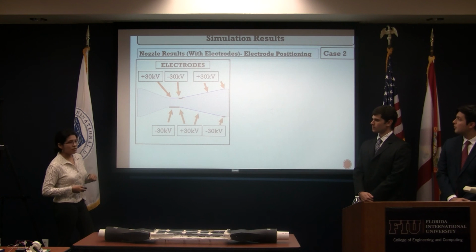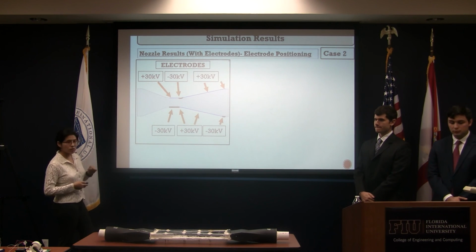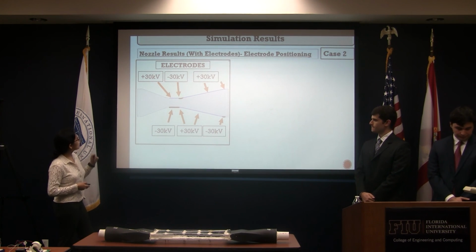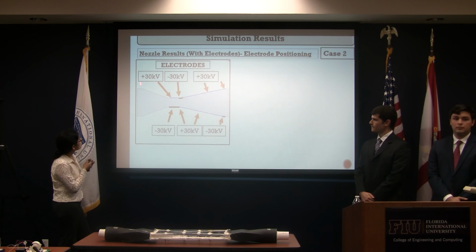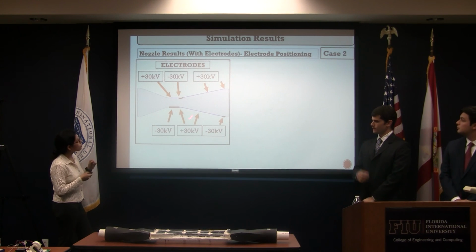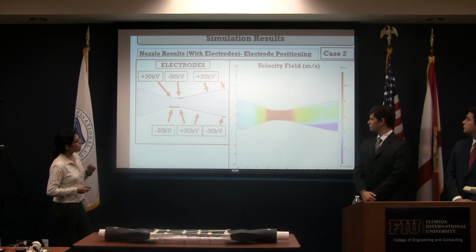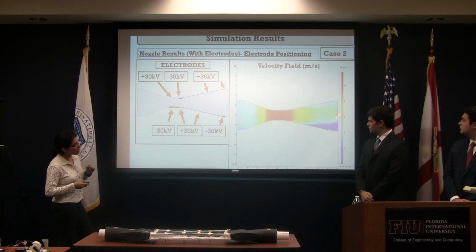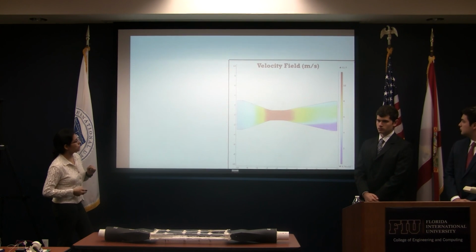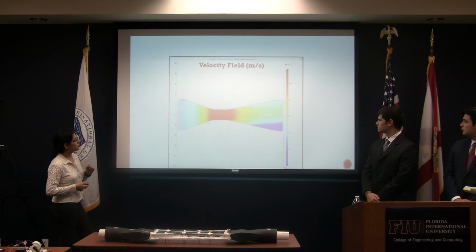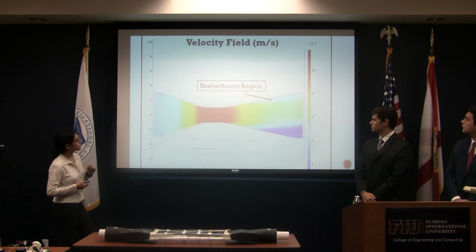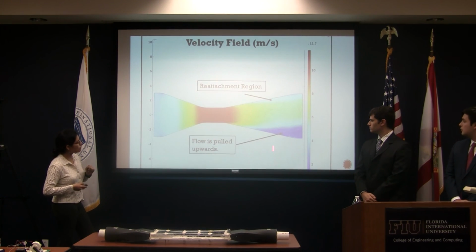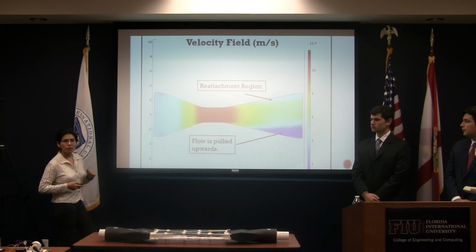Next, we proceeded to place the electrodes at different positions inside the nozzle, and we alternated the polarity of the voltage. We are using 30,000 volts for this second case, and you can see the solution here, how we have greater reattachment on this region near to the upper wall. And here you can see how the flow is pulled upwards. Note that on this blue region, we have the flow being accelerated at 2 meters per second.